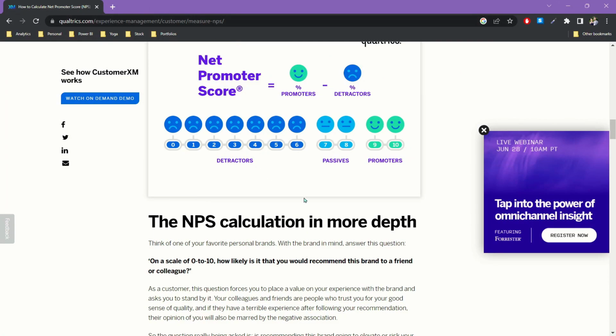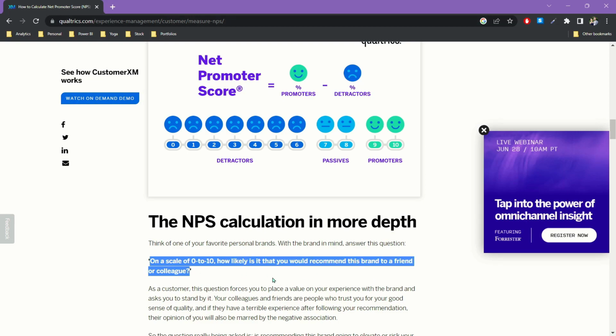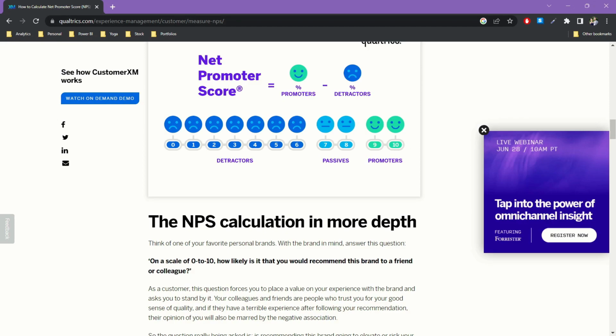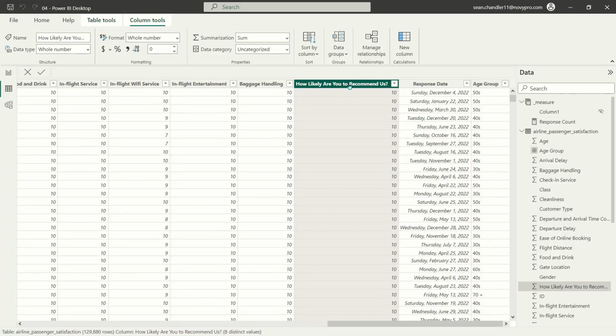I like the graphics that they use in this article, and they have a long, detailed explanation of how Net Promoter Score works. And fundamentally, this is the question that sets off the conversation for Net Promoter Score. On a scale of 0 to 10, how likely is it that you would recommend this brand to a friend or colleague? And of course, in our data set, how likely are you to recommend us is essentially the exact same thing.